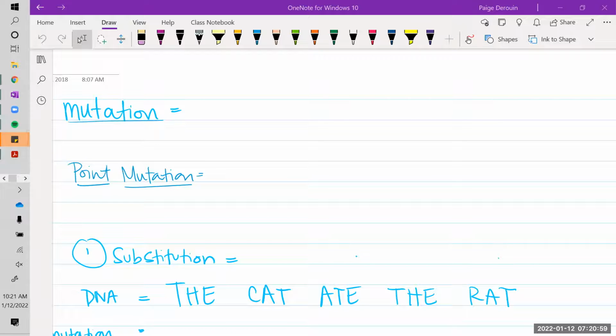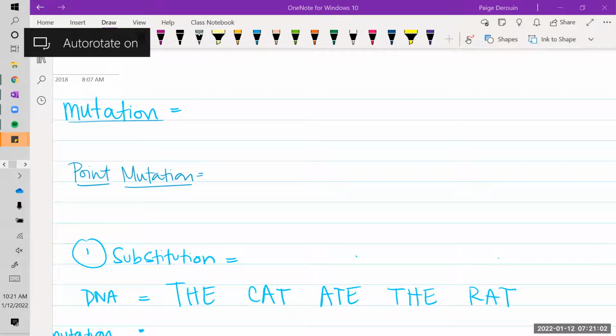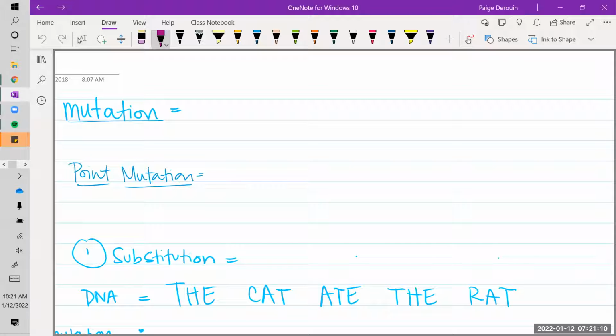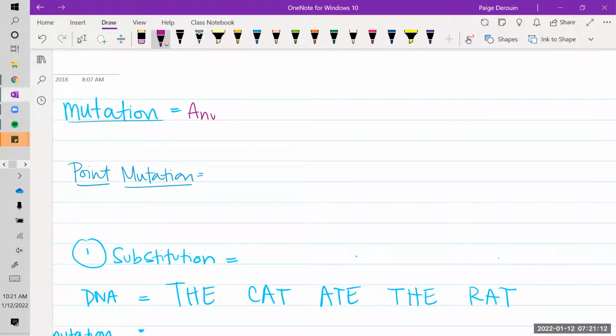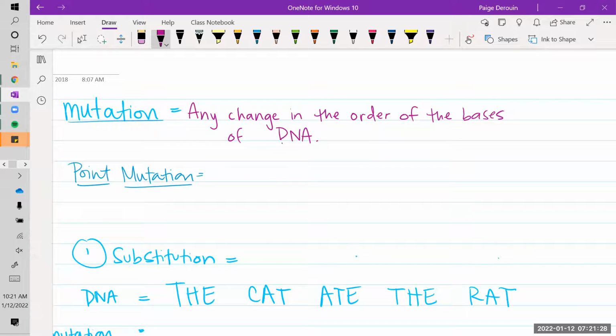Okay, so we're talking today all about mutations, which are just changes in the DNA of a person, animal, bacteria, whatever it is. So mutation is any change in the order of the bases of DNA. So it's important that it's of DNA because mutations don't happen in RNA. You can only have a DNA mutation. It's not going to be an RNA mutation.